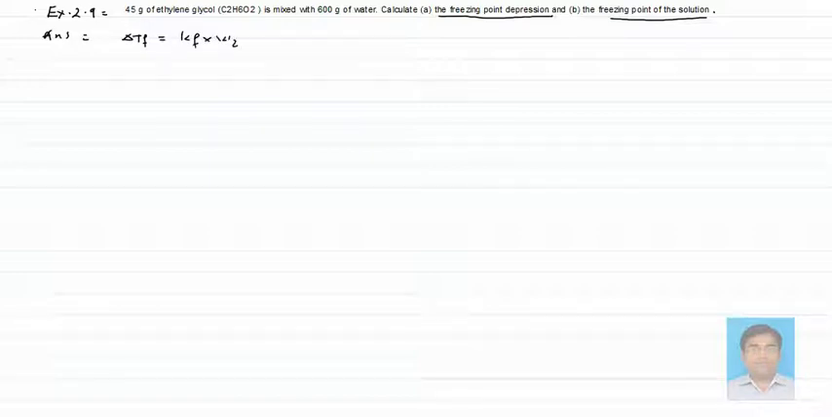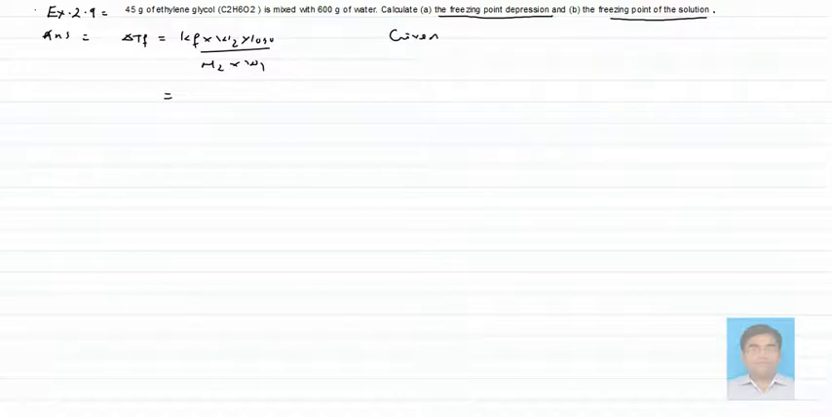Now first of all, freezing point depression, for that we have the formula, and that is delta TF equals Kf into W2 into 1000 divided by M2 into W1. Now the value of Kf for the water, we have to remember, is 1.83 K kilogram per mole.